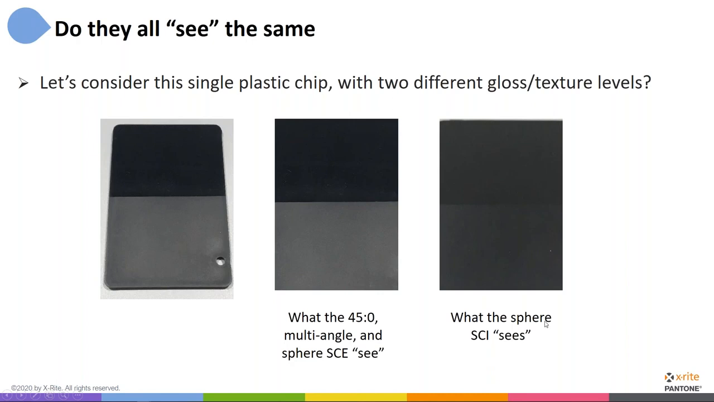And in fact, while you might say, well, in the middle, the 45-0, multi-angle and sphere SCE agree with what I see, if you take this plastic chip and hold it at a different angle and take a picture, I get this, which is what the sphere and SCI sees. So they're both right, because it looks different depending on the angle I'm looking at.